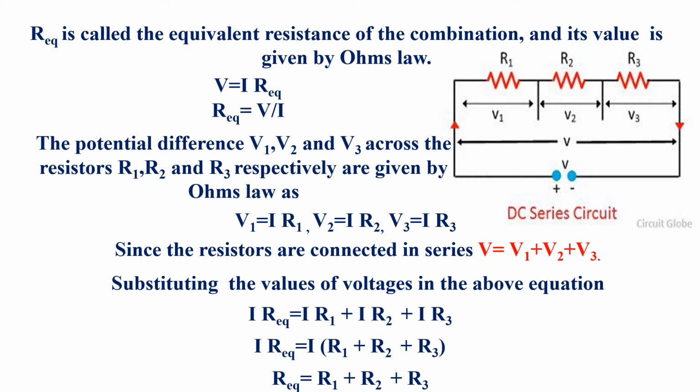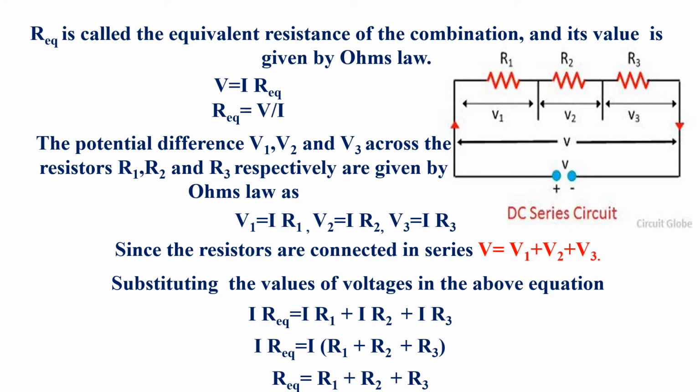Now since the resistors are connected in series, we say that V is equal to V1 plus V2 plus V3. V1 is I and R1, V2 is I and R2, V3 is I and R3. So we simply say V is equal to V1 plus V2 plus V3. Why? Because the resistors are connected in series. So here I told you V is equal to V1 plus V2 plus V3, because the resistors are connected in series.